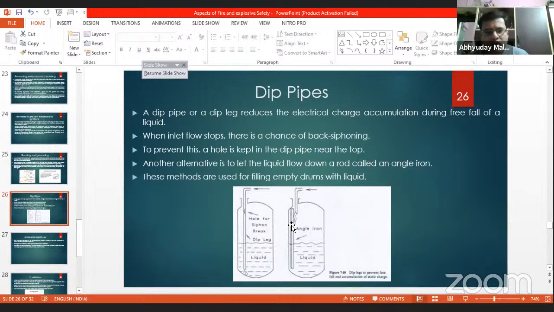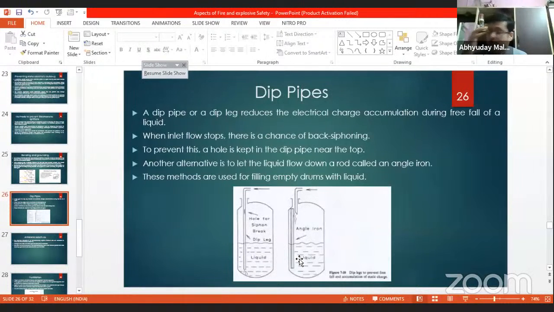Another alternative is to use a rod like this, which is called an angle iron. That is, the charging pipe is not that deep. It is shallow, that is, it just enters the vessel entry point, and the liquid from the charging pipe is allowed to flow down the side of the angle iron slowly. It trickles down the side of the angle iron and fills up the tank. And because it trickles down the side of the angle iron, there is no splashing and no static charge buildup. These are two techniques which are always used in industry for charging any empty container with a liquid.